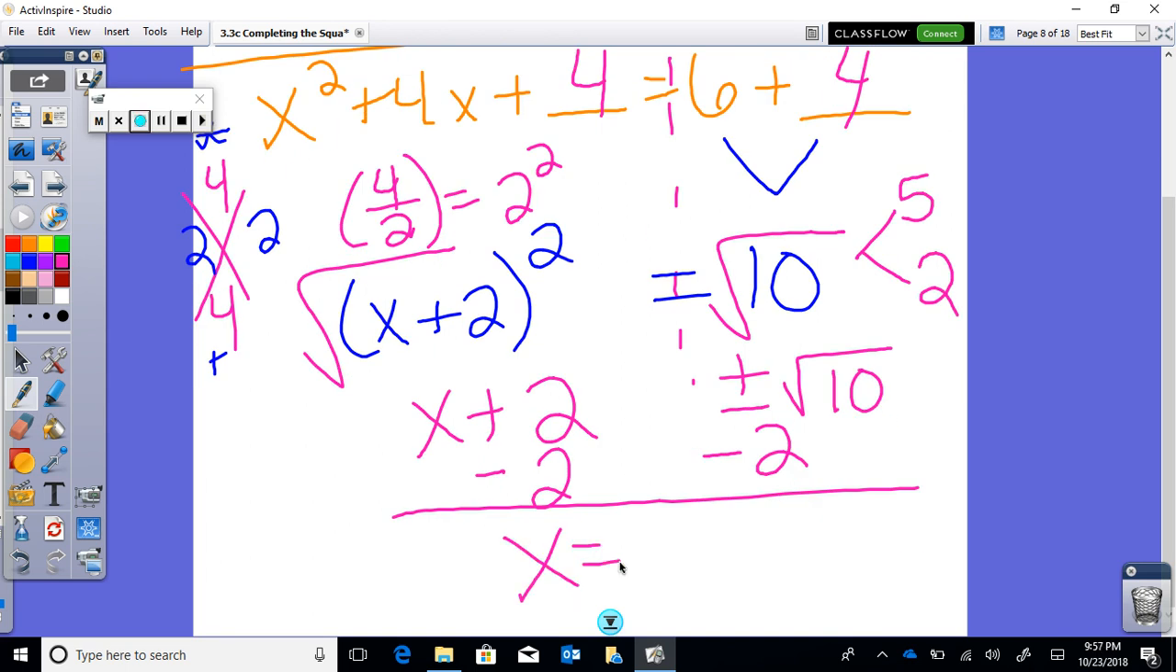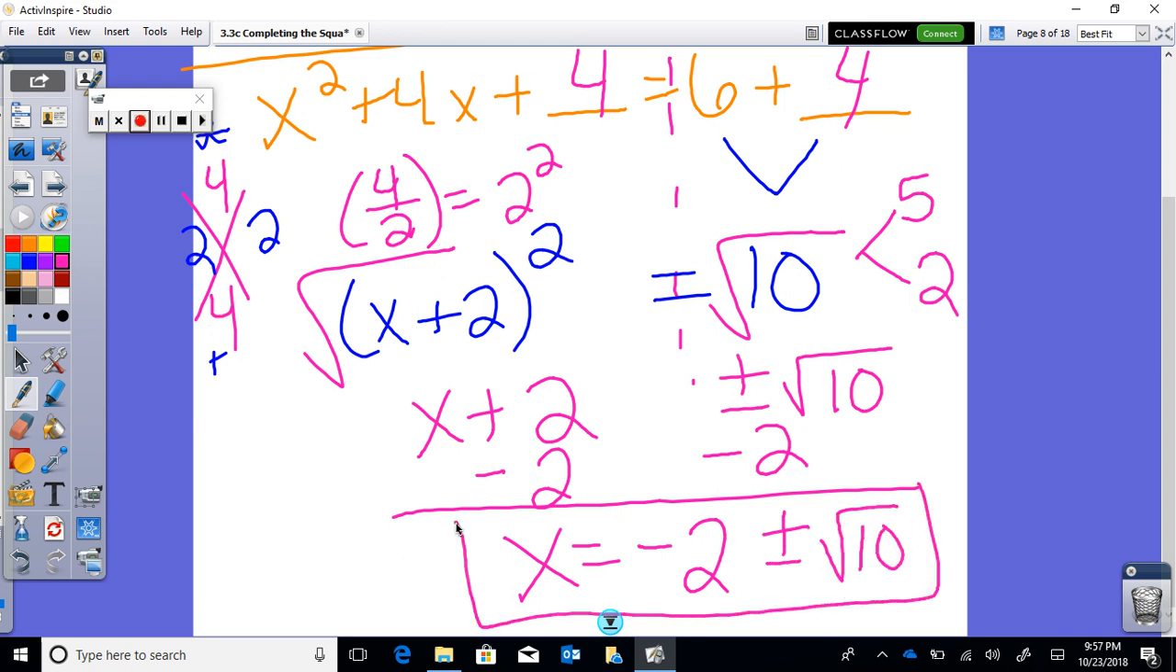You get x equals, now 2 is a rational number and the square root of 10 is an irrational number. So we can't really combine them in the form that they are. We would need the square root of 10 to be an approximation for a decimal in order to add those together. So instead, we put the negative 2 out front, and we do plus or minus the square root of 10.